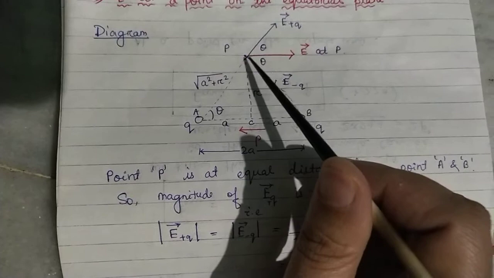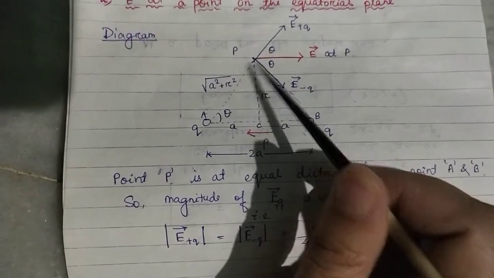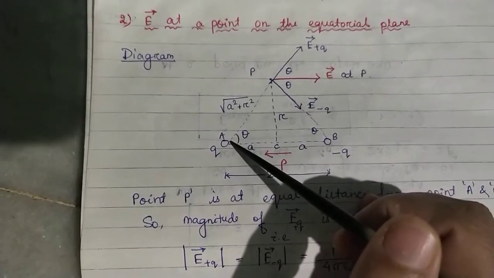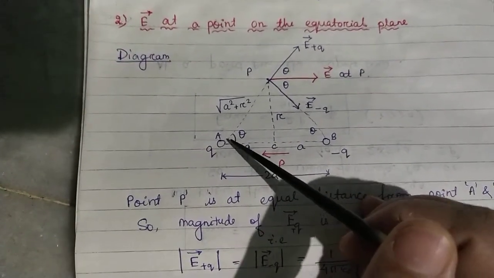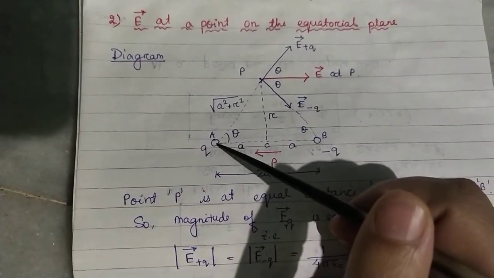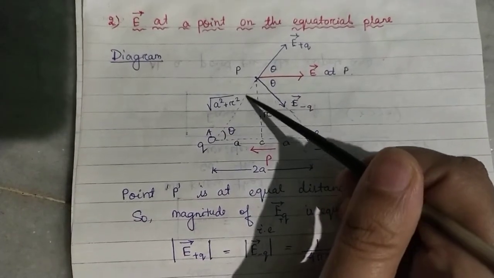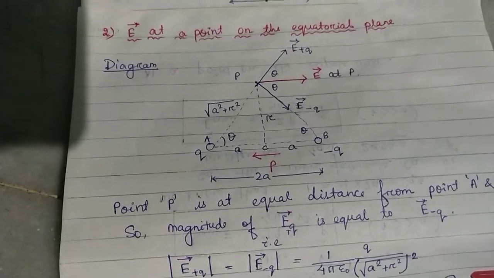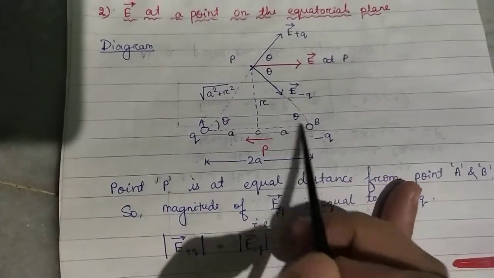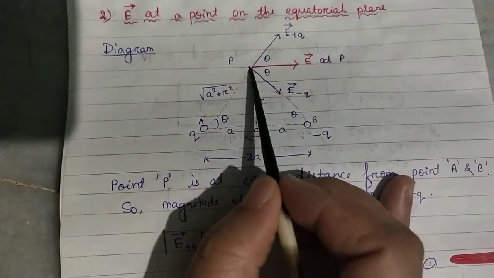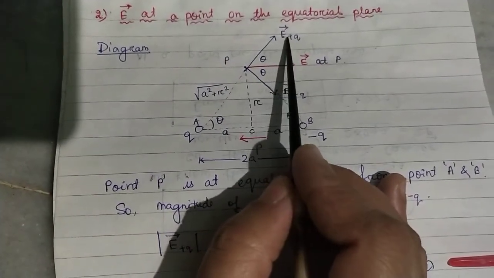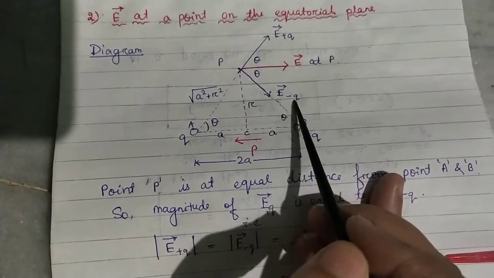Now we will see the direction of the electric field due to the plus Q charge at the point P. We know that for positive charges the direction of the electric field is radially outwards. So this is a positive charge, so the direction of the electric field will be radially outwards like this. And for the negative charge, the direction of the electric field is radially inward. This is a negative charge, so the direction of the electric field will be towards the charge minus Q. So here I have written E plus Q and here E minus Q.